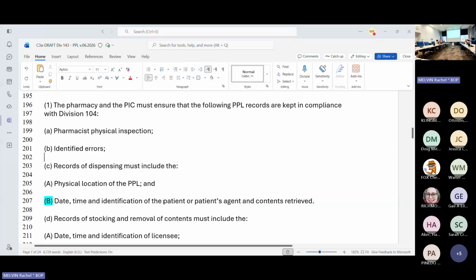And now I'm thinking about identification of the patient, I hope they don't have to upload their driver license or passport or something. As long as that's what is accepted by the board, right? It's the date, time, and identification of the patient's agent, that's usually a signature, or in this case, we can even say we send you the PIN code to this email address to this person, and that should suffice. And contents retrieved, that means if you're going to put the 4 prescriptions in the locker box, then they're only going to get 4 retrieved.